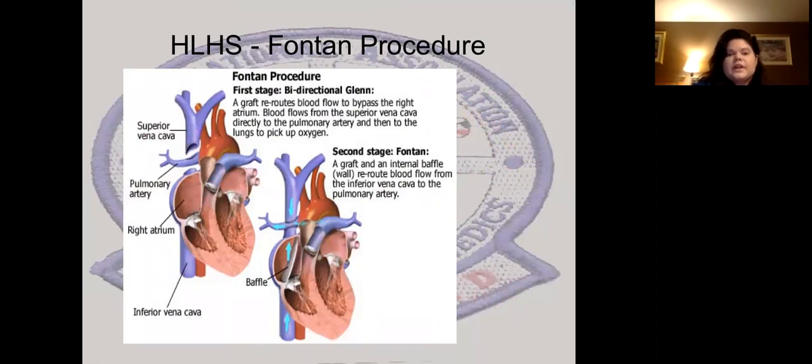So the graft reroutes the blood to bypass the right atrium, goes from the superior vena cava directly to the pulmonary artery and then the lungs to pick up oxygen, because they're not getting that oxygen. And then with the Fontan, the blood flow goes from the vena cava to the pulmonary artery.